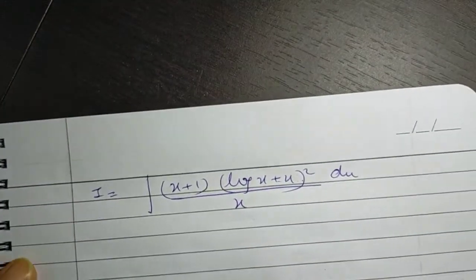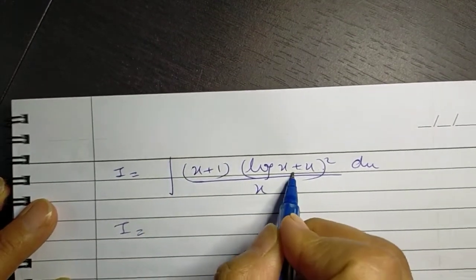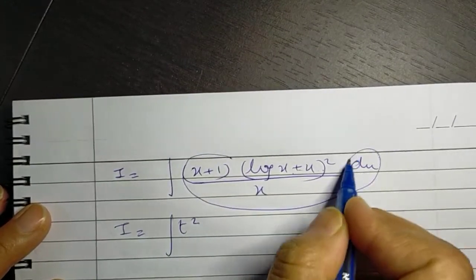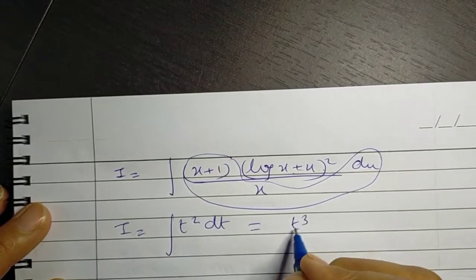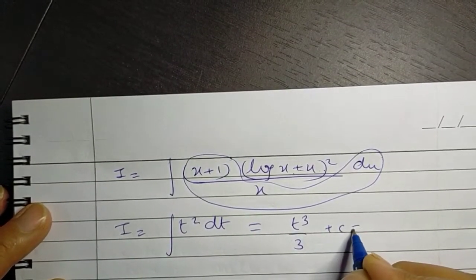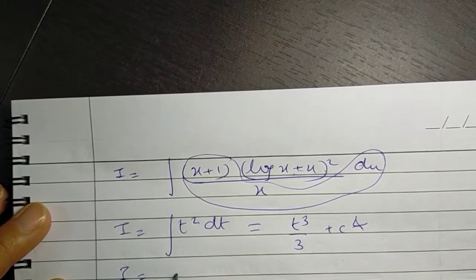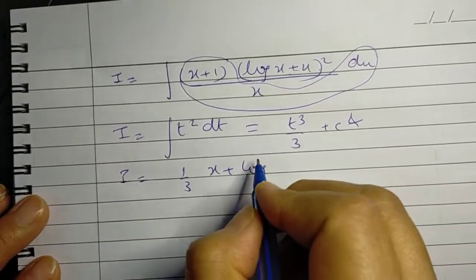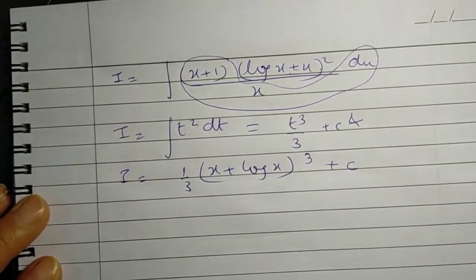So what do we get? I is equal to, this is t squared and this whole thing got absorbed in dt. Now simply you write it as t cubed over 3 plus c, and so the answer becomes 1 upon 3 (x plus log x) whole cubed plus c.